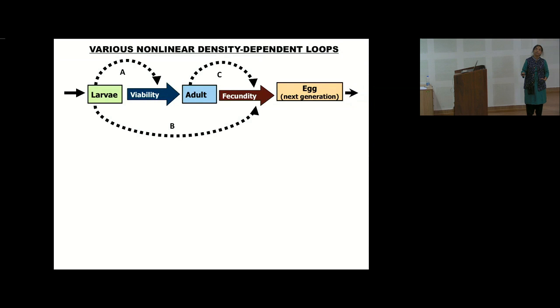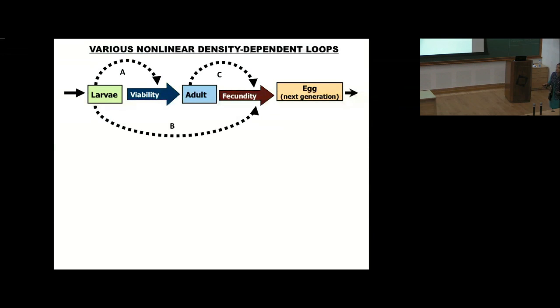The number of larvae, if it's large, then it gets less food, so fewer are viable. Okay? So there's a dependence here. If the number of adults is too many, then there is a space problem, and if the density of adults is too much, then they don't lay eggs very well. Okay? So it has an effect on fecundity.